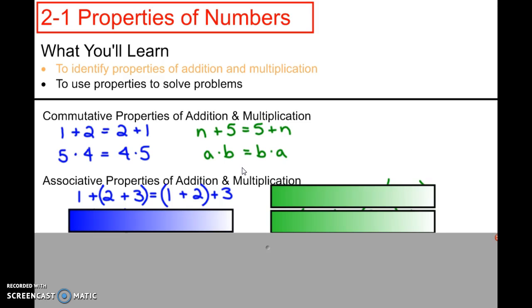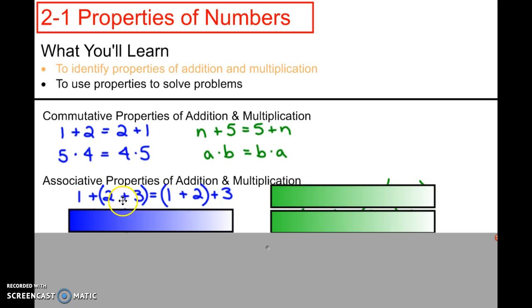The next property is the associative property of addition and multiplication. Notice in my first example that 1 plus 2 plus 3 is in the same order on the left side and the right side. So no numbers moved or commuted. But notice the parentheses moved. They're first around the 2 plus 3, and now they're around the 1 plus 2. So it's telling us to do the parentheses first by order of operations.